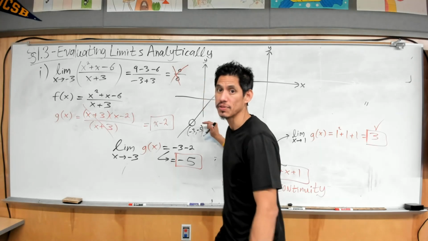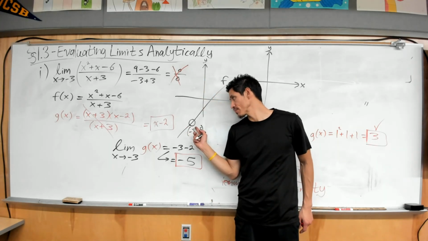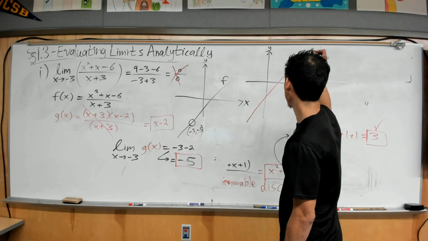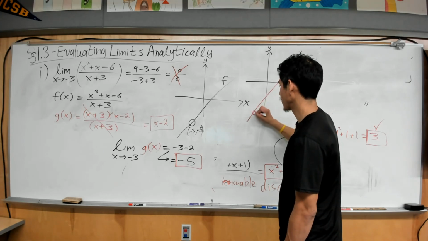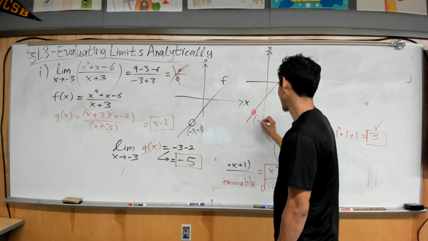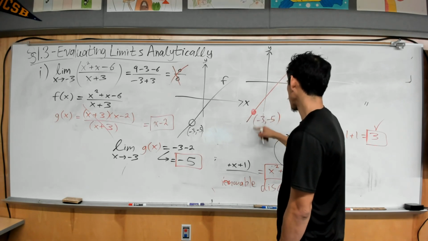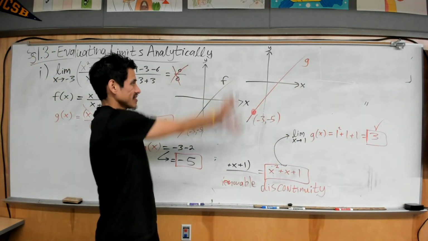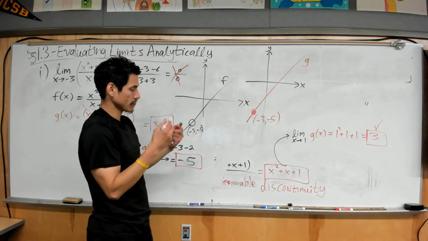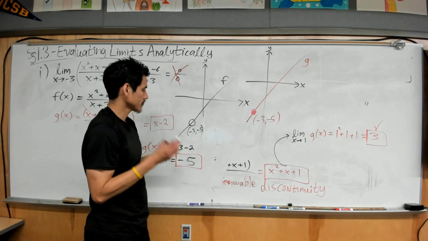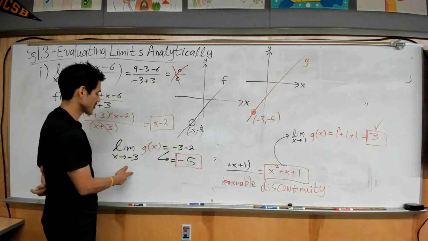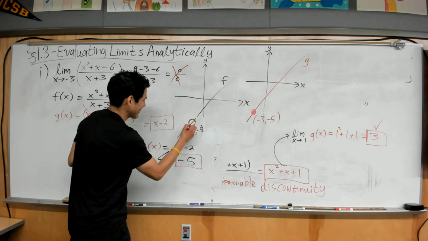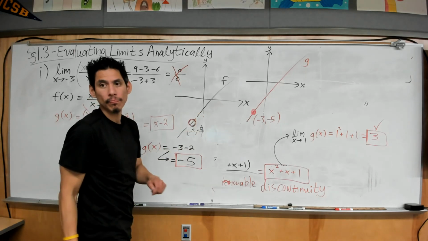That's what's going on here. We have an open circle here. That's our discontinuity on f of x. But for g of x, exactly the same, except at -3, -5, we have a closed circle. Closed, so we include it, and we're good. And our graph is continuous everywhere. Yay! So this is another removal of discontinuity because we removed it. We took it out. It was never there.